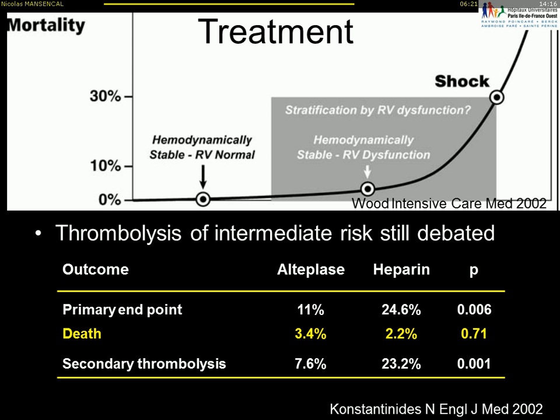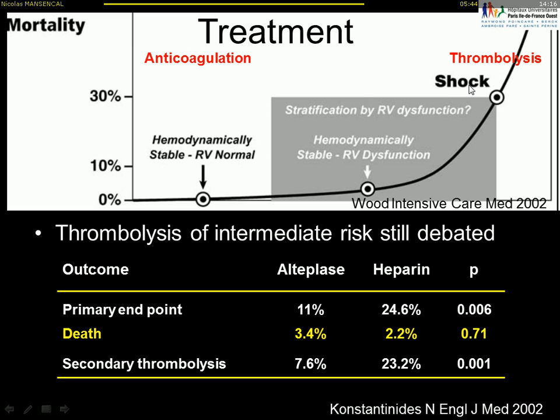Finally, concerning the treatment, we have three groups of patients. First, a low-risk PE with no shock, no hypotension, no right ventricular dysfunction. And we have also patients presenting with shock. For these two groups, it's very simple. Heparin anticoagulation for this first group with a low-risk PE, and for patients with a high-risk PE, this is thrombolysis.